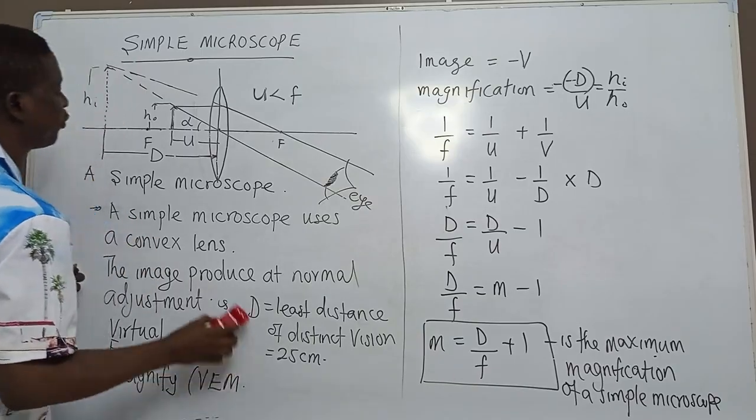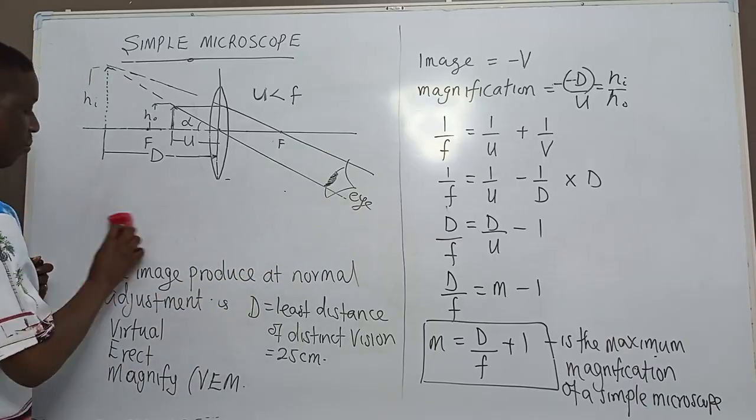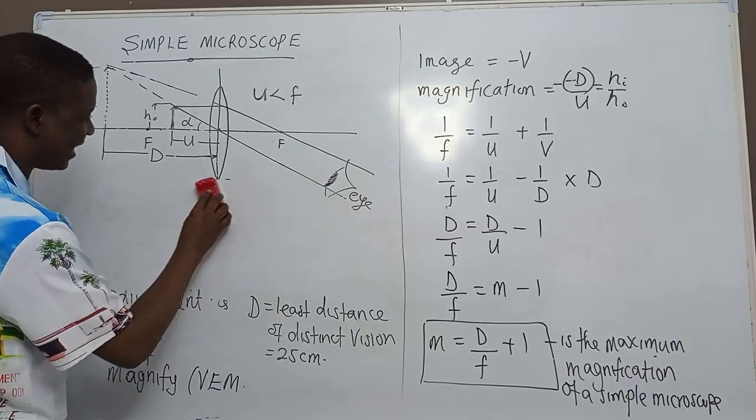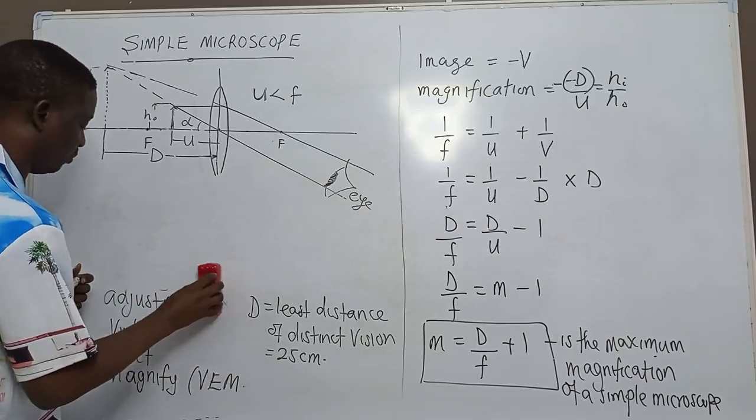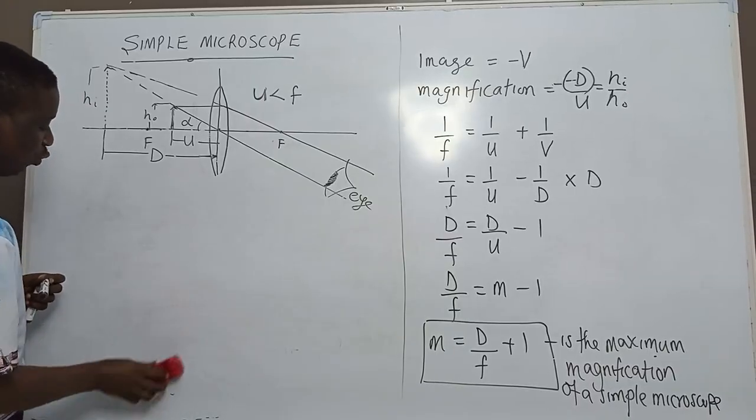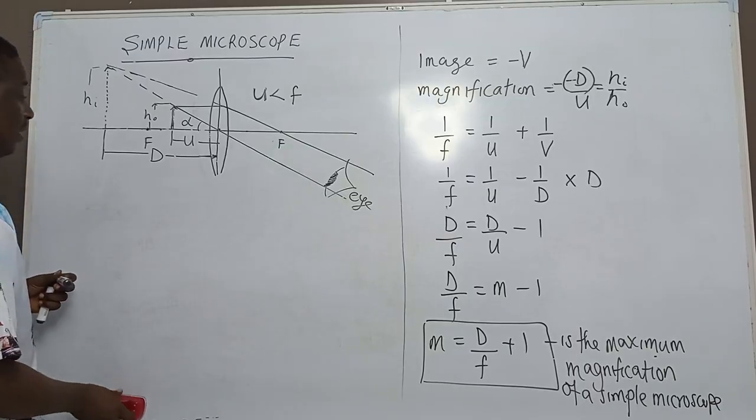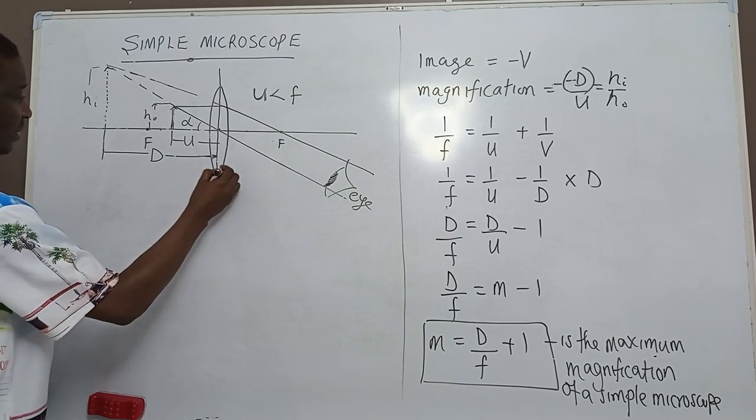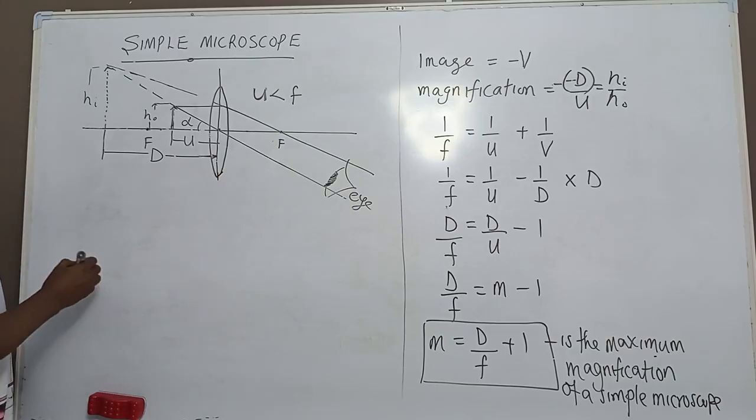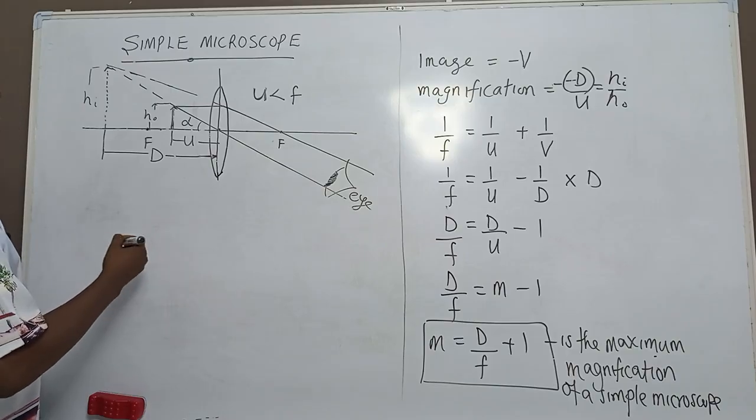As my object moves closer, the image becomes more magnified. So you can increase the size of the image by simply moving the object closer. That is what you can achieve in that. Now, what we need to do now is look at the other things that we can talk about.